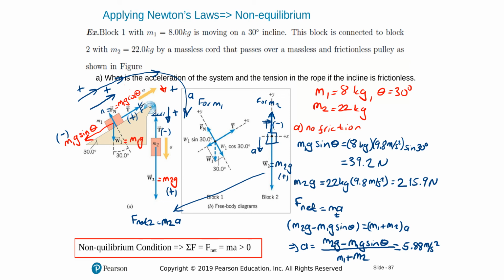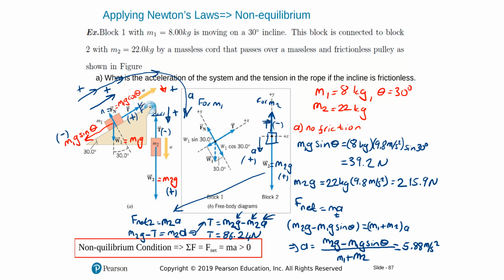Let's write down Fnet 2. M2G is positive, minus tension is negative, because the direction of A is positive here. That's equal to M2A. And I turn this around, solve for the tension. Normally I take T to the other side, it goes as positive. M2A to the other side, it goes as negative. So what I'm going to find is tension is equal to M2G minus M2A. I got A from here, and I already know M2 and G, so I'm going to find my tension using those values. Once you put in all those values, you're going to find 86.24 Newton.